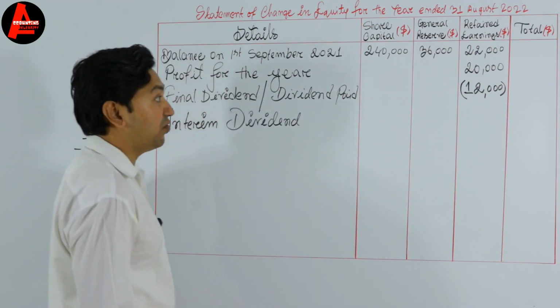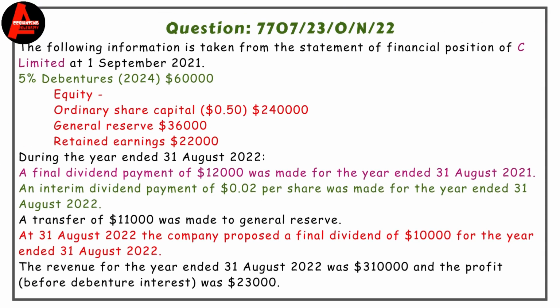Okay, so here we have on the question an interim dividend payment of $0.02 per share was made for the year ended 31st August 2022. Okay, so here we have to calculate now interim dividend, which is 2 cents per share. So what is our share capital here? We have here $240,000 share capital, and the per share price is 50 cents.